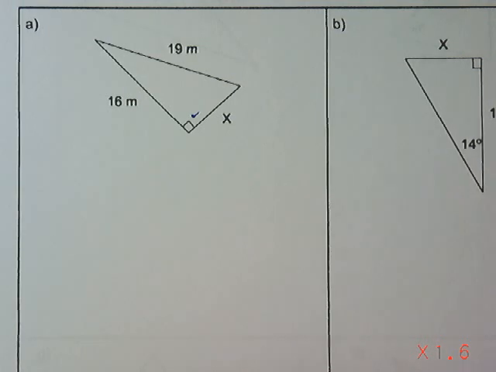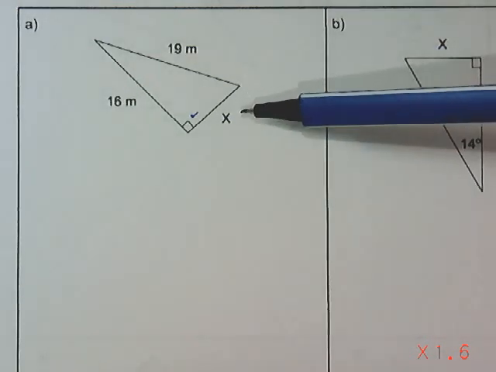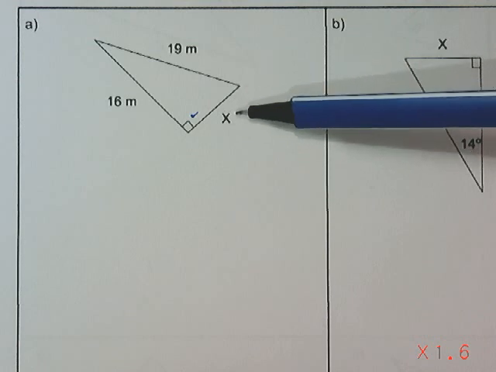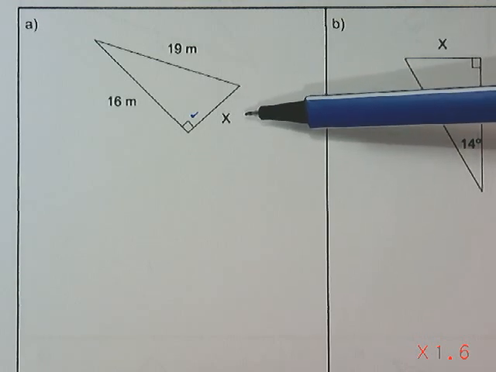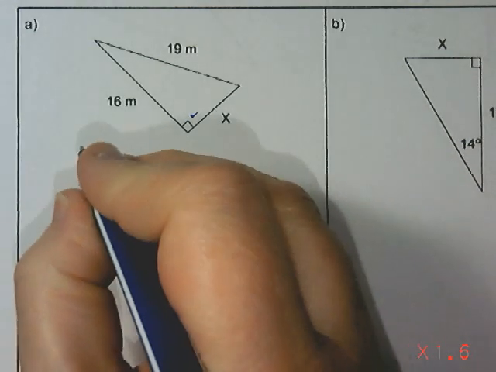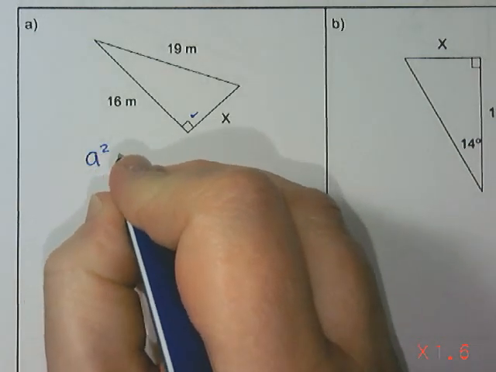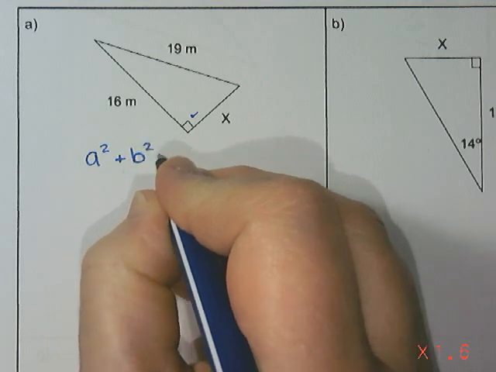Now, Pythagorean theorem only works for sides. It does not work for angles. But thankfully, this x that we are solving for is a side. So the formula for Pythagorean theorem is a squared plus b squared equals c squared.